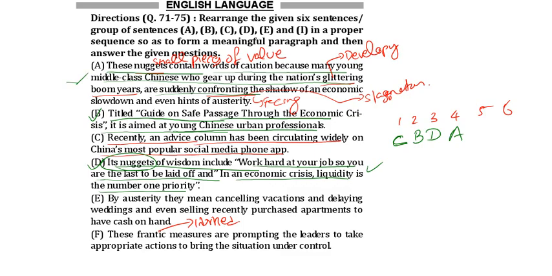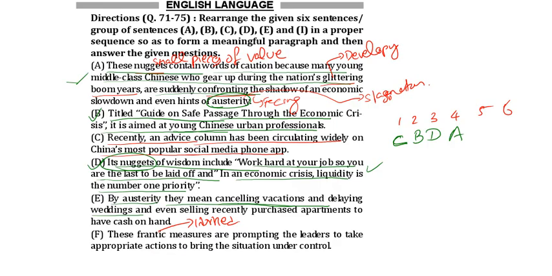Next, by austerity. Here we have mentioned austerity. What is the meaning of austerity? Austerity means cancelling vacations and delaying weddings, just to stop unnecessary spending. When you are having an economic crisis, you should cut down your spending. You should not spend lavishly. You should spend very limitedly.